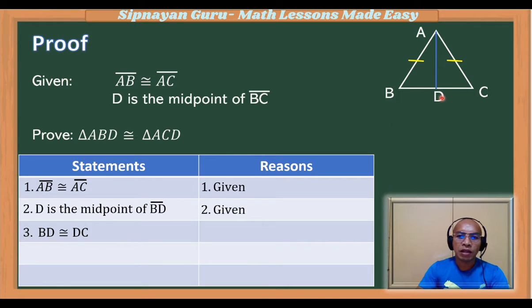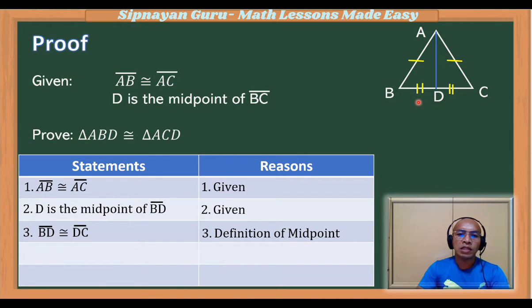So since it was established that D is the midpoint of the segment BC, therefore we can have statement number 3 as BD congruent to DC. What's the reason? Because of the definition of midpoint. Midpoint divides the segment into two equal parts. So we can put identical markings here, showing that these two segments are congruent.